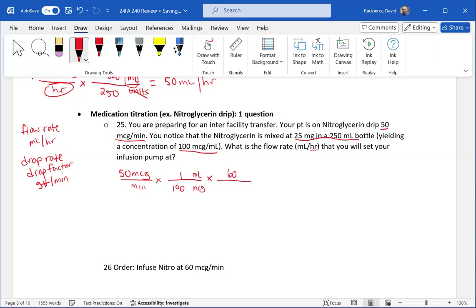This is probably the step that's most commonly missed, is students forget to convert minutes to hours, and then you get some small number, a decimal answer, and you need to make sure you multiply by 60. So I'm going to see if the answer is 30. So 50 times 60 divided by 100, and I believe you're right, 30. Yes.